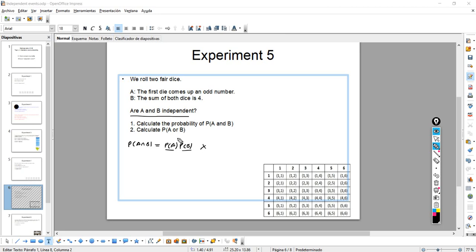That would be incorrect. Why? Because at this point we don't know whether they are independent or not. So don't use this formula for solving the first question. What other route can we take?